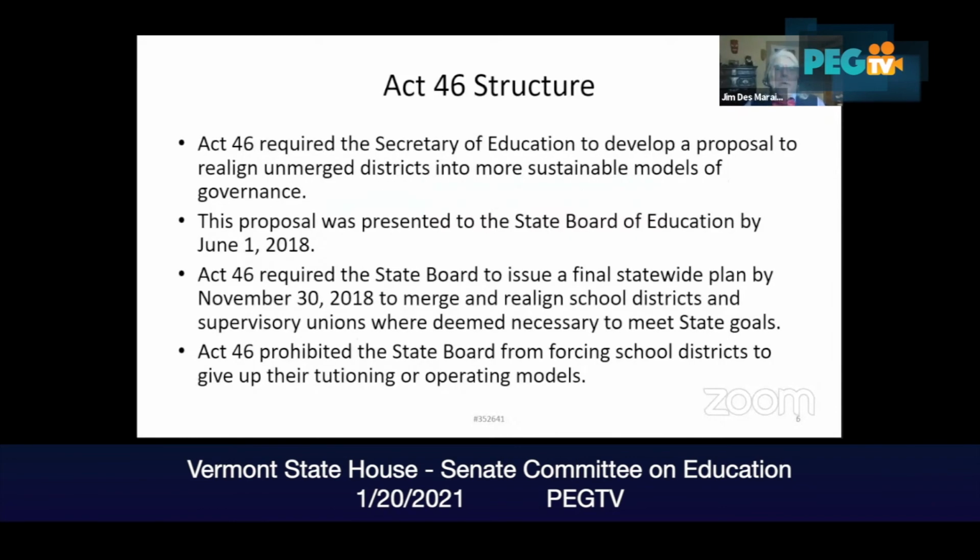Act 46 required the secretary to develop a proposal to realign unmerged districts into more sustainable models of governance. This proposal was presented to the state board by June 1 of 2018. And then Act 46 required the state board to issue a final statewide plan by November 30, 2018 to merge and realign school districts and supervisory unions deemed necessary to meet state goals. And Act 46 prohibited the state board from forcing school districts to give up their tuition or operating models.